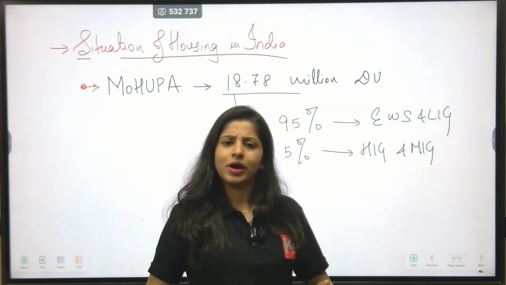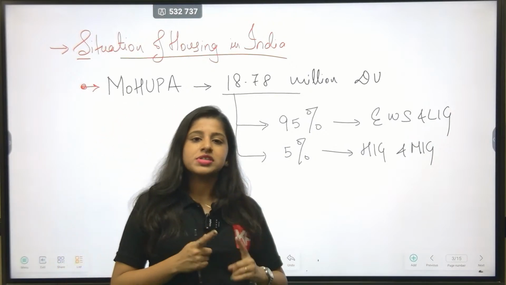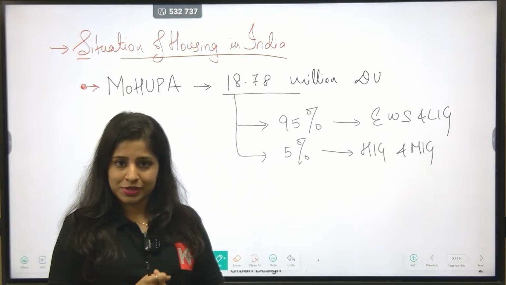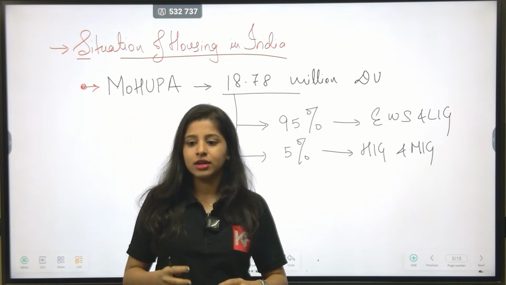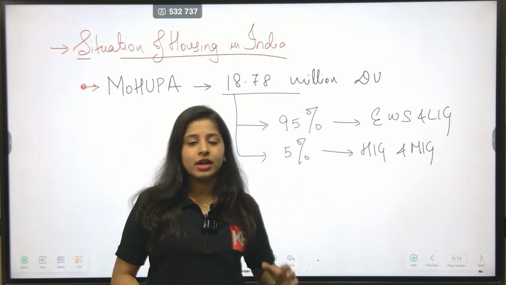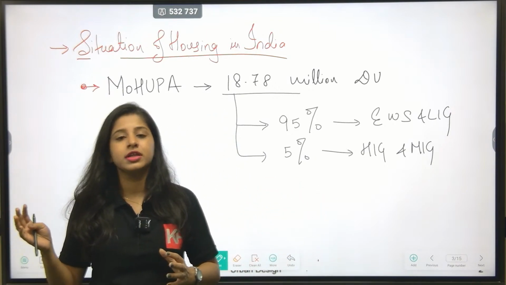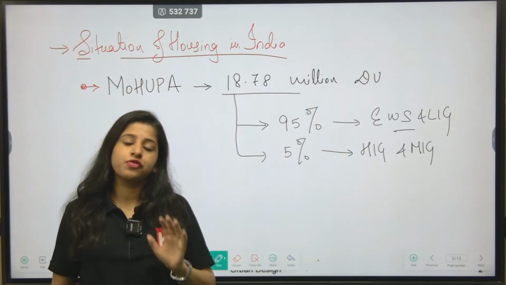Now the question comes, why is this amount of shortage going on? What is the reason for this shortage? Firstly, construction is very expensive. Secondly, land is very expensive. So when a real estate builder builds on a particular piece of land, the cost goes beyond the affordability range of your EWS and LIG section. The housing is no more affordable for them.